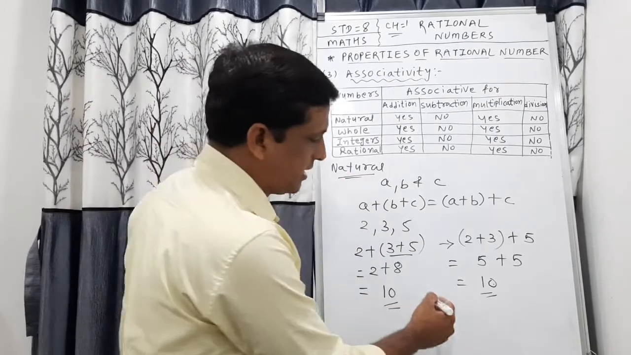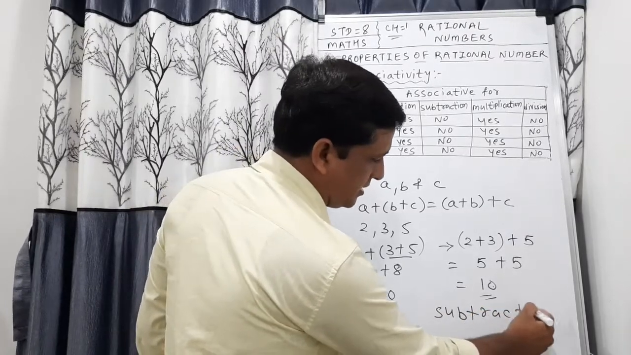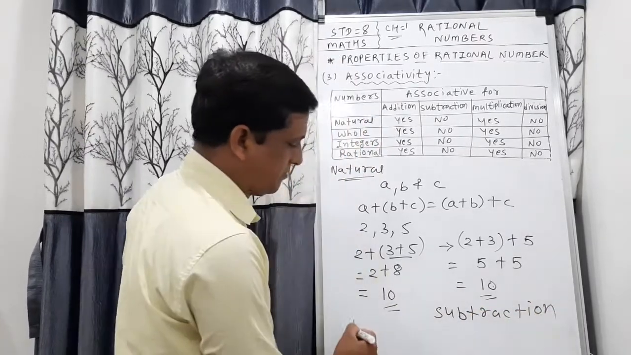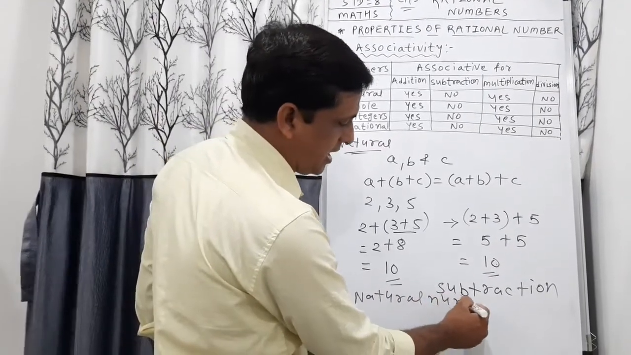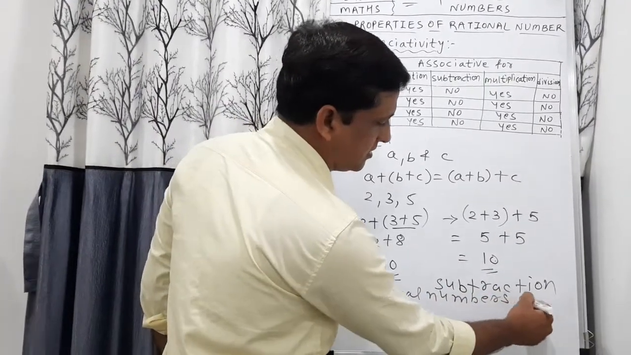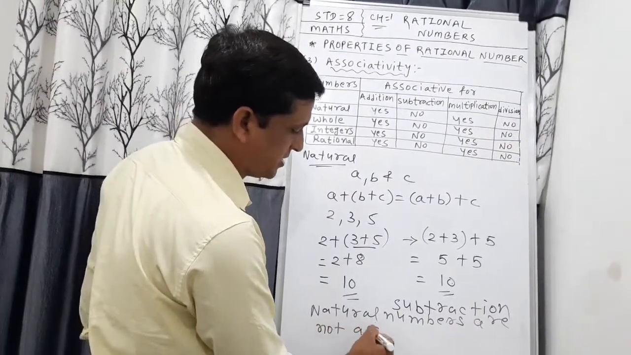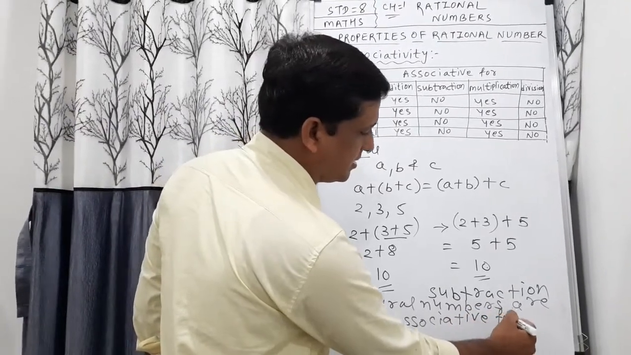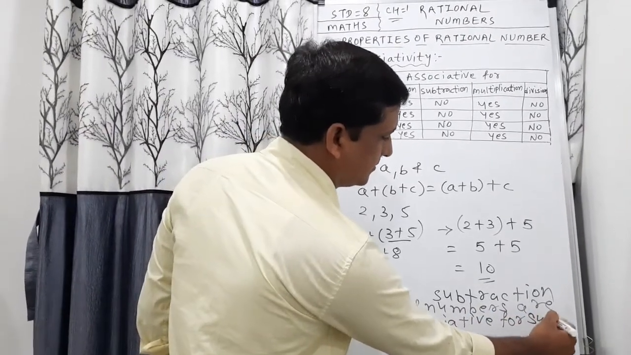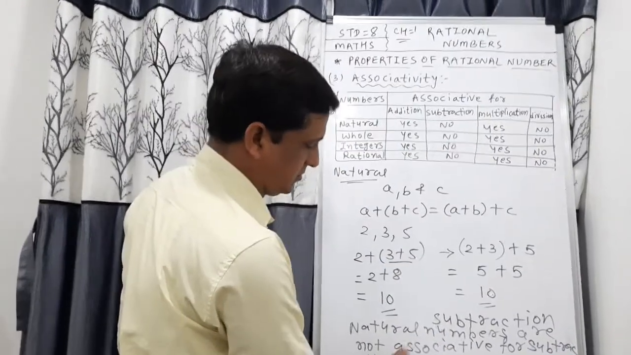Now we are talking about subtraction. So natural numbers are not associative for subtraction.